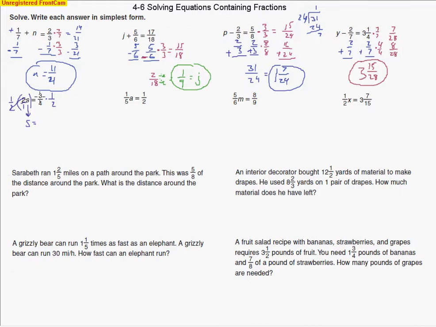And again, that will cross-cancel this 2 and leave us just with the coefficient of 1 in front of the s. So I multiply across, I'm left with 3/8. And that is the answer. So that's what we're going to do with this one.